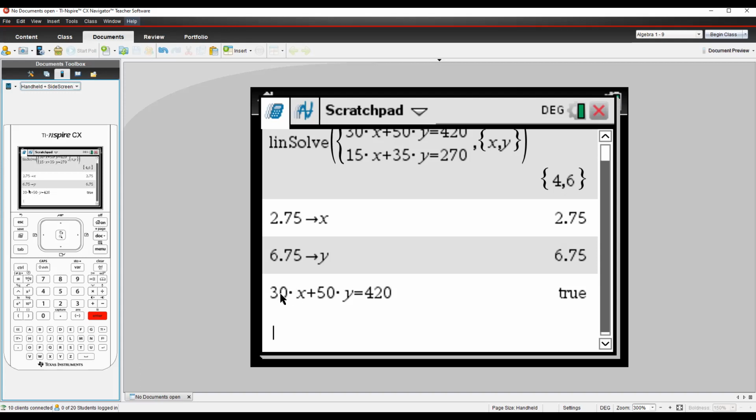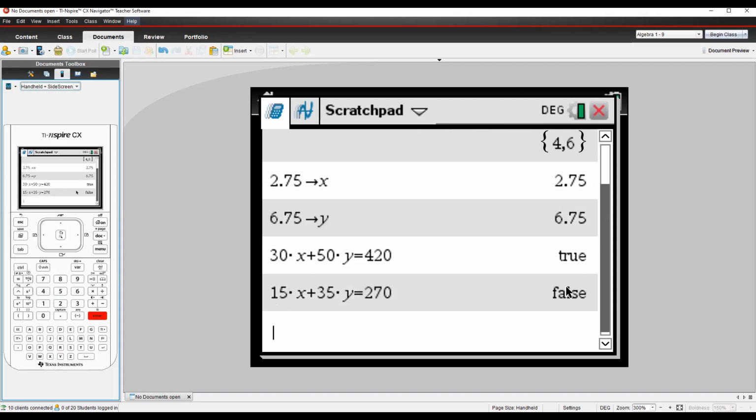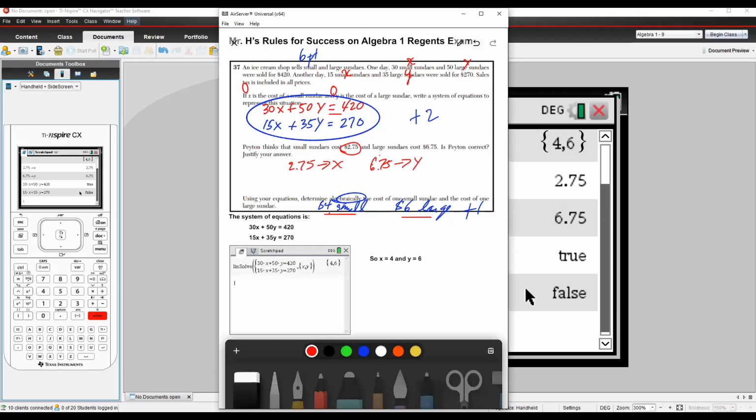So what I'm going to do now is I'm going to key in the second one, 15x plus 35y equals $270. So I do this and I press enter and I get a false. So basically, what you should say here is that Peyton, I'm going to erase this. You should say Peyton is not correct. Peyton is incorrect.